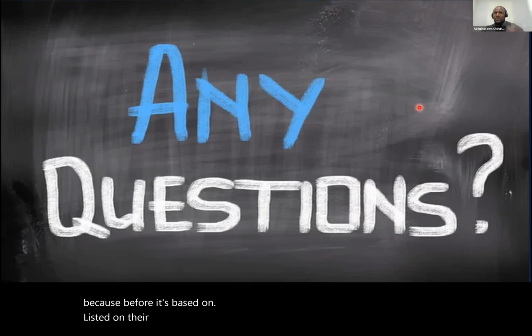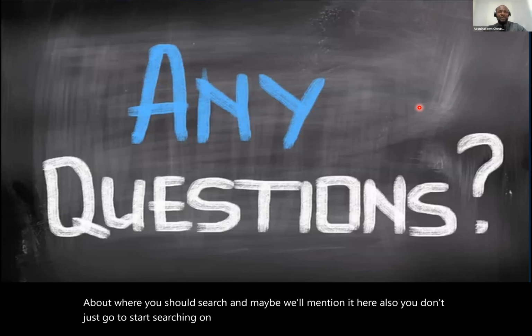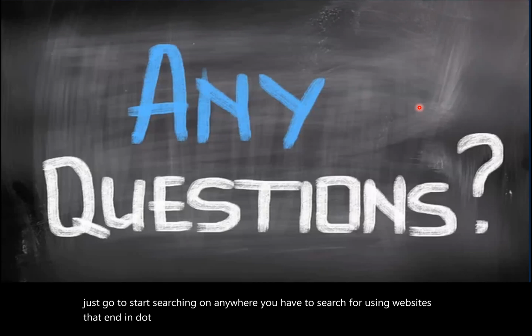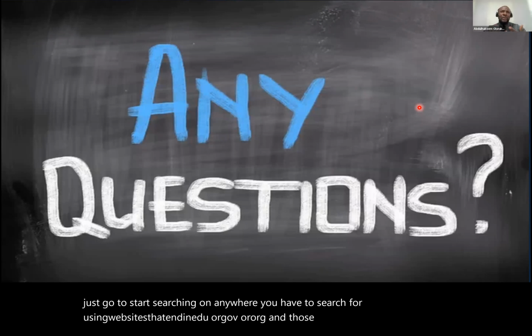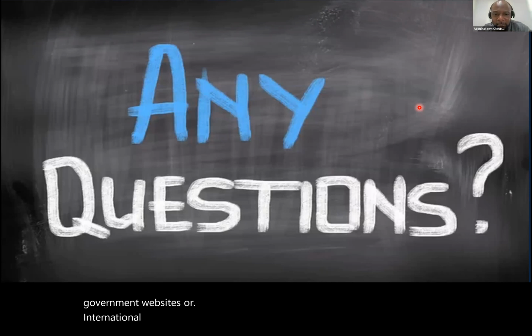And if you remember the last time we spoke about where you should search, maybe we'll mention it here also. You don't just start searching anywhere. You have to search using websites that end in .edu or .gov or .org, and those are university websites or government websites or international organizations, .int and the rest like that. So Sam, I hope this answers your question.